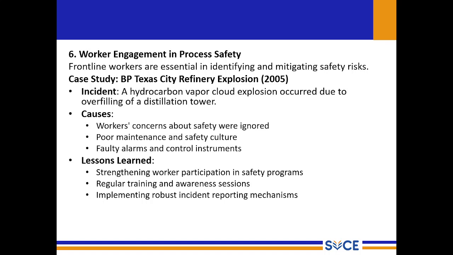The distillation tower safety systems were outdated. There was no proper hazard identification for abnormal operations, and faulty alarms and control instruments. The alarm system failed, preventing early warnings of overfilling. The level indicators were inaccurate, leading to excess hydrocarbon accumulation. Right. So, what are the lessons we have learned?